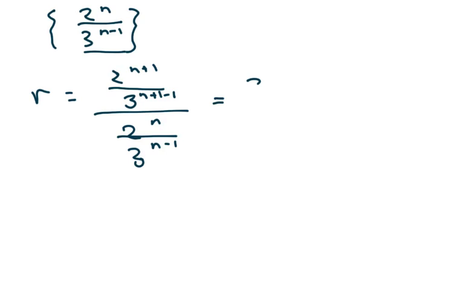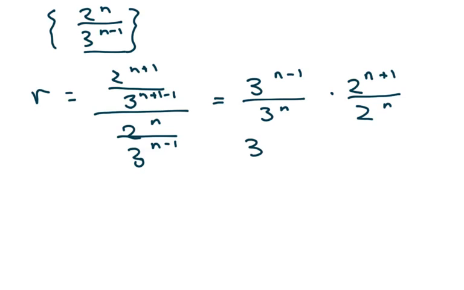This is going to equal 3 to the n minus 1 over 3 to the n times 2 to the n plus 1 over 2 to the n. And this is, use your quotient property, you're going to get 3 to the n minus 1 minus n times 2 to the n plus 1 minus n, which gives you 3 to the negative 1 times 2, which is 2/3. So our common ratio is 2/3, and it's constant, so it's geometric.